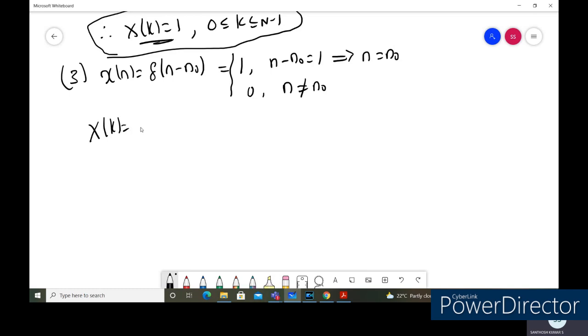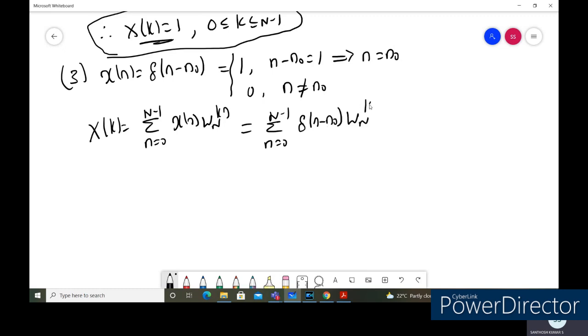So let us find out the DFT of this. Let us substitute the value of X of k. It is summation n is equal to 0 to N minus 1 x of n into omega N to the power of kn. In place of x of n, let us substitute the value delta of n minus n naught. So this will become summation n is equal to 0 to N minus 1 delta of n minus n naught into omega N to the power of kn.